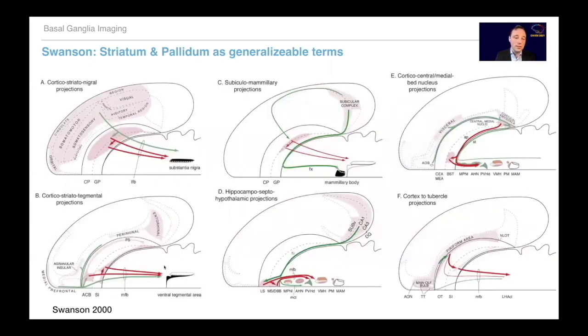To show you what that means, these two loops are basically the dorsal and ventral striatum loops that we know of. But these other loops use different structures to have the same function of the striatum and pallidum. So potentially this general idea of that basic circuit could be translated across the whole brain.